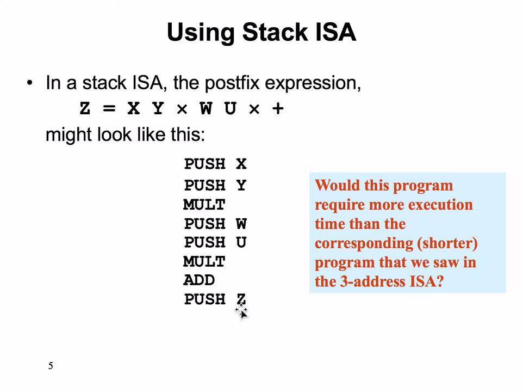So you can see that this has multiple instructions compared with the other methods or architectures that have shorter programs. So definitely this one requires more execution time compared with the three address ISA.